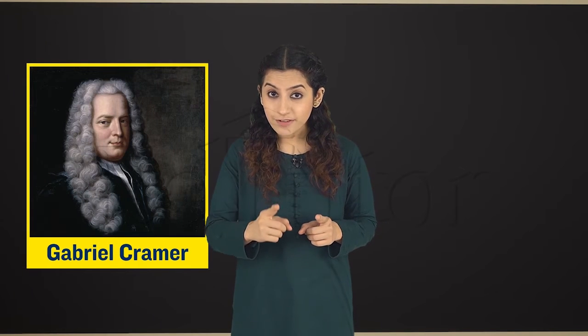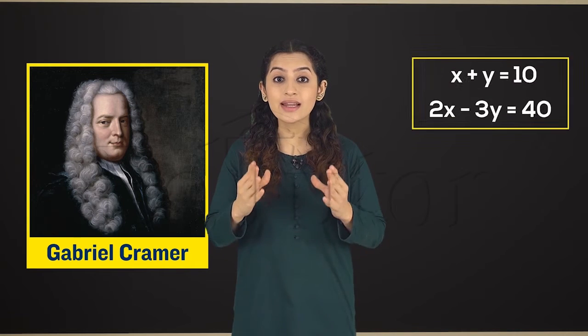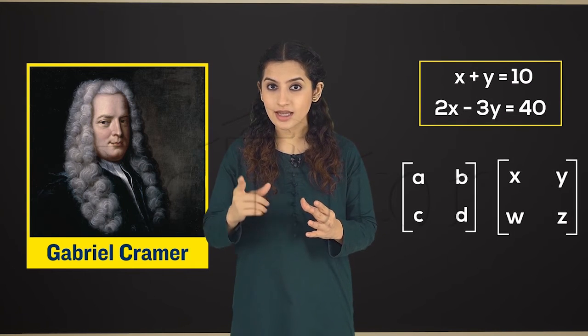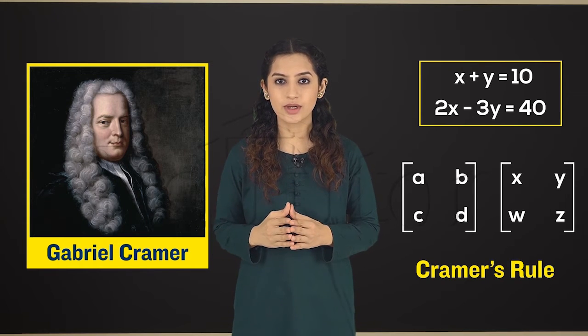Gabriel Cramer, a very smart guy in the 18th century, found a quick way of solving linear equations using matrices. It's named after him and is called Cramer's rule. Let's see how it works.